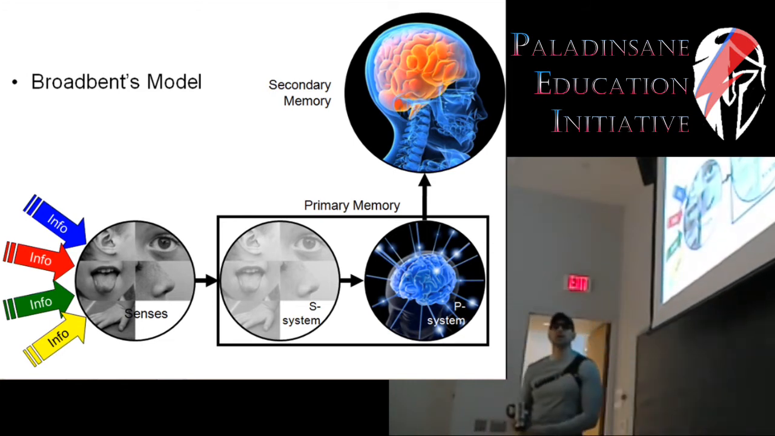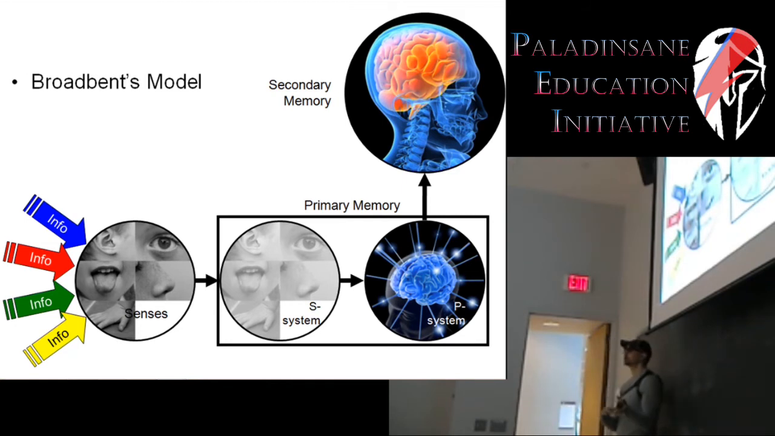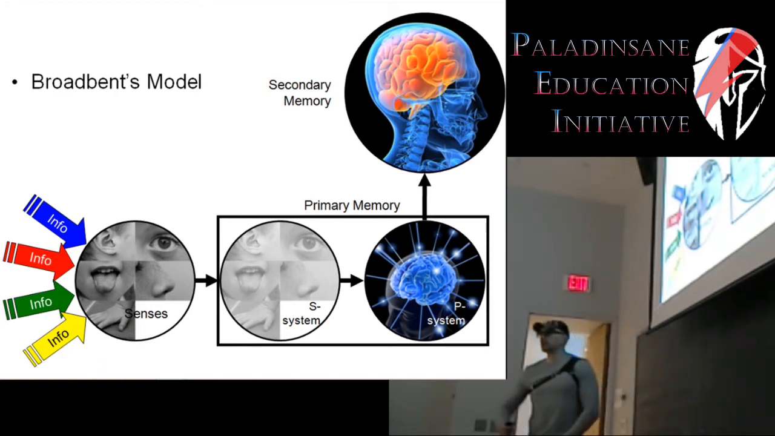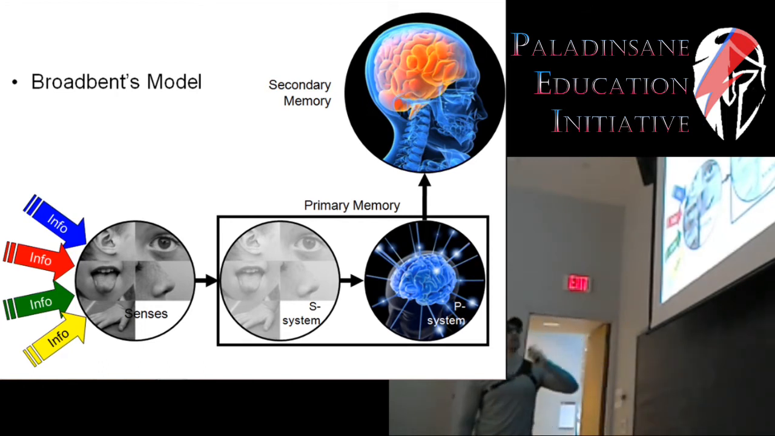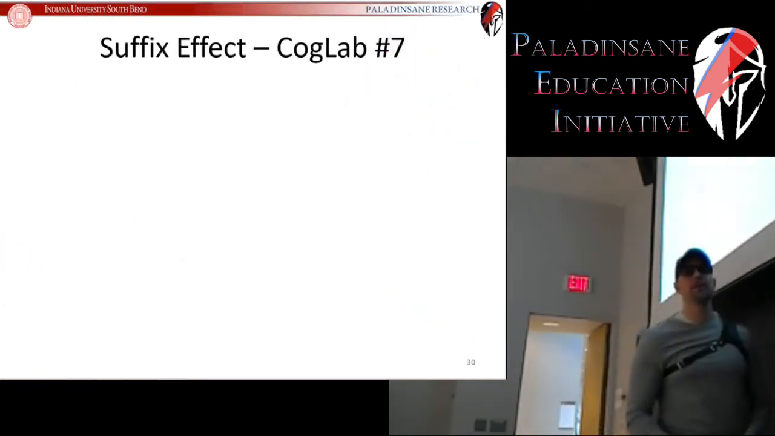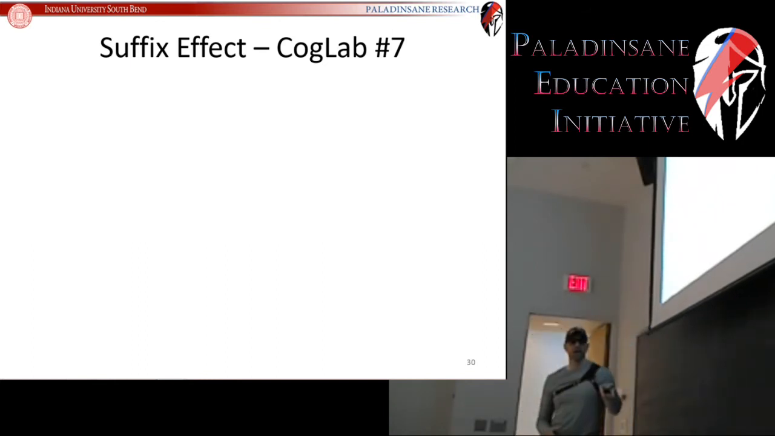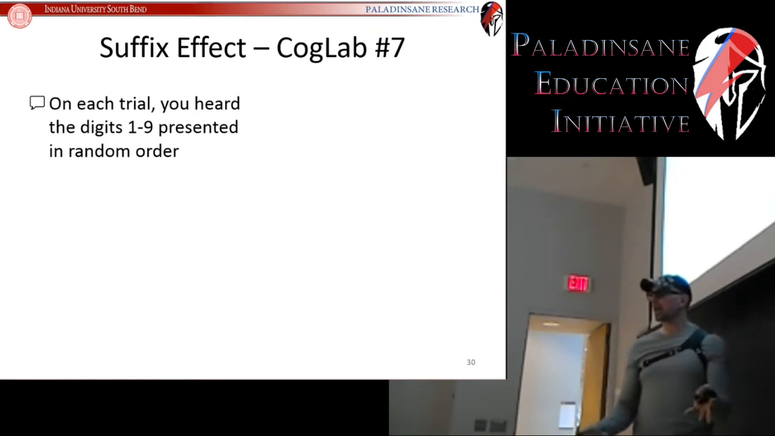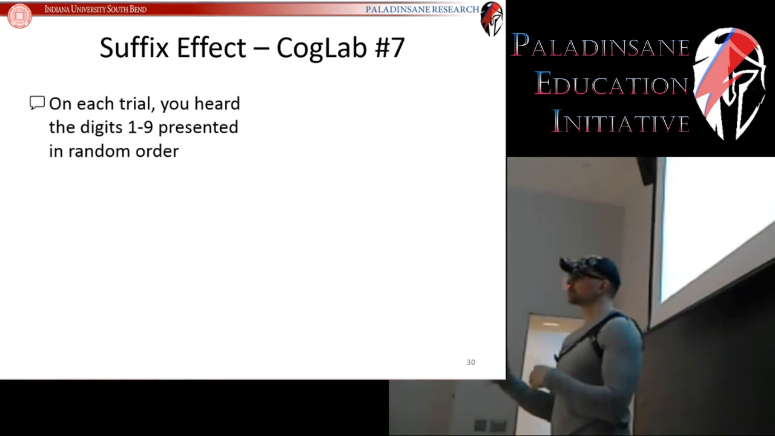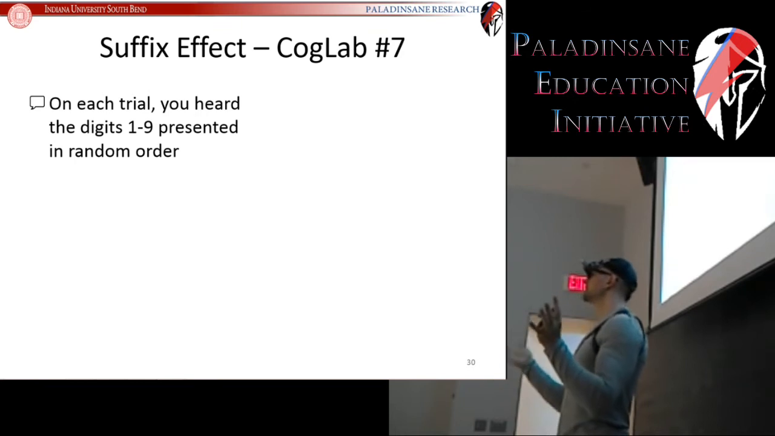So when you do research on this type of memory, one of the ways that you can determine if there are different structures is to see behavioral consequences of different forms of memory. So to see if there's any difference between how some memory acts and other memory acts, to see if they maybe are underlined by different structures. And that's what we're going to take a look at when we look at the suffix effect. The suffix effect was the CogLab that you were asked to do. In this CogLab, they're taking a look at the structure of your short-term working memory.